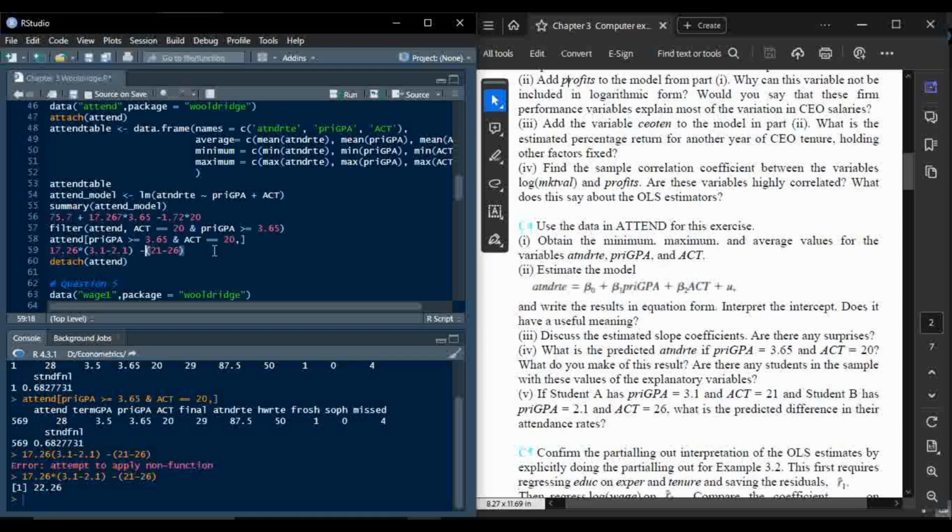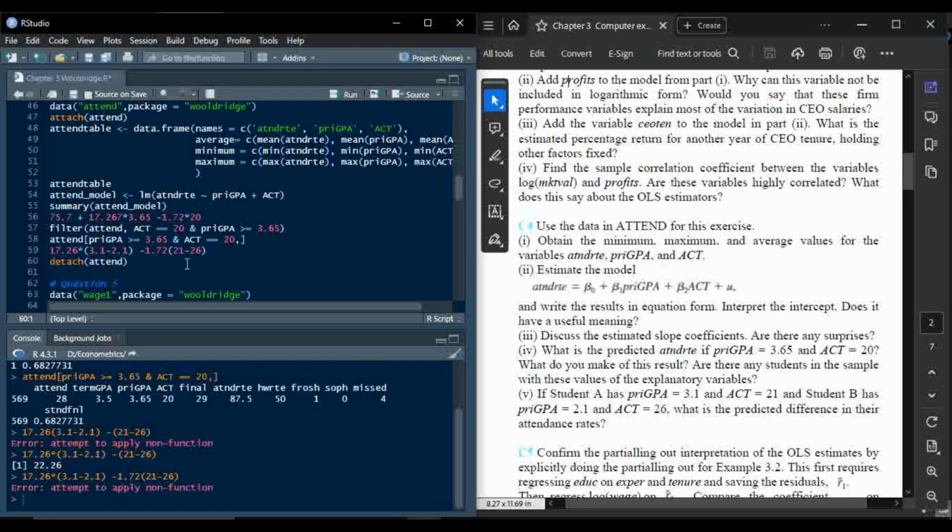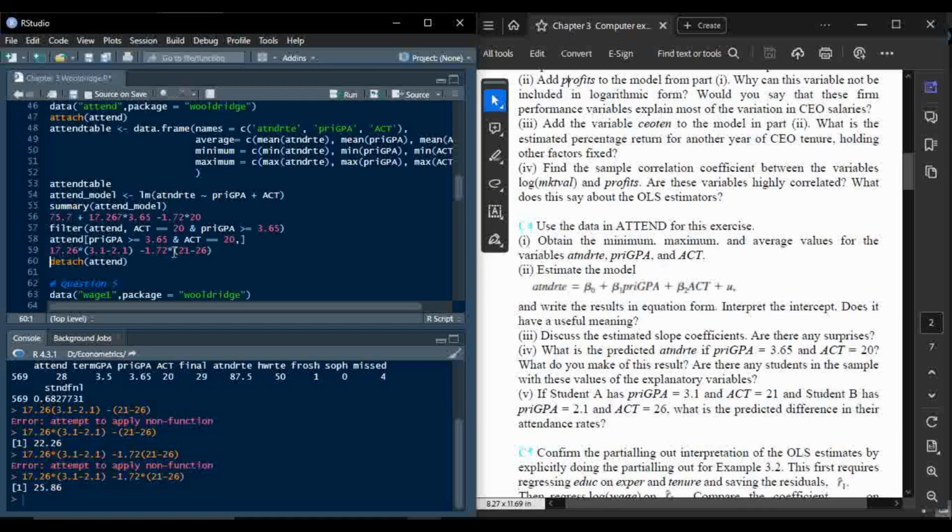What was the coefficient on ACT score? It was 1.72. Okay, the answer is 25.86. So the difference between the attendance rate of these two students is 25.86. Now we are done with this question. So now let's detach this data set.